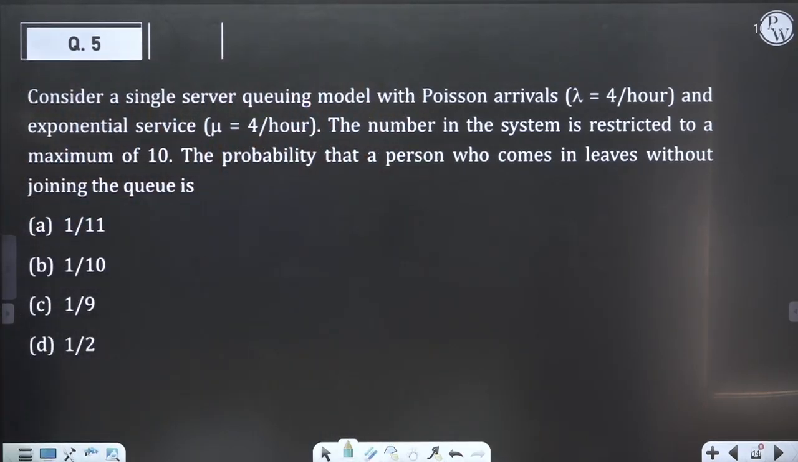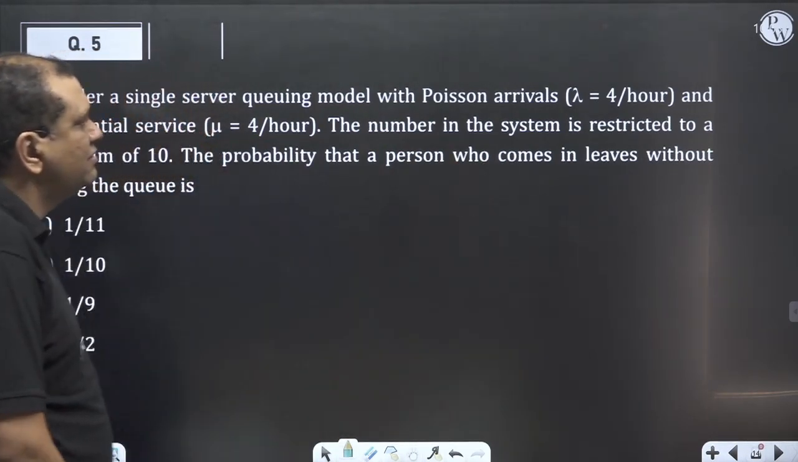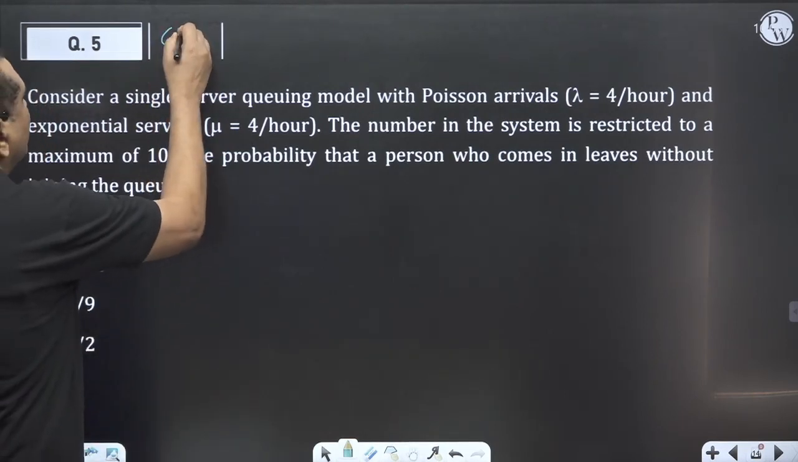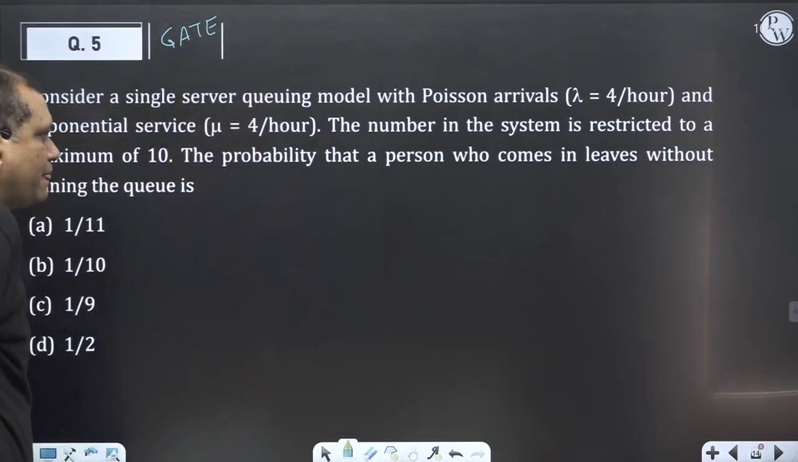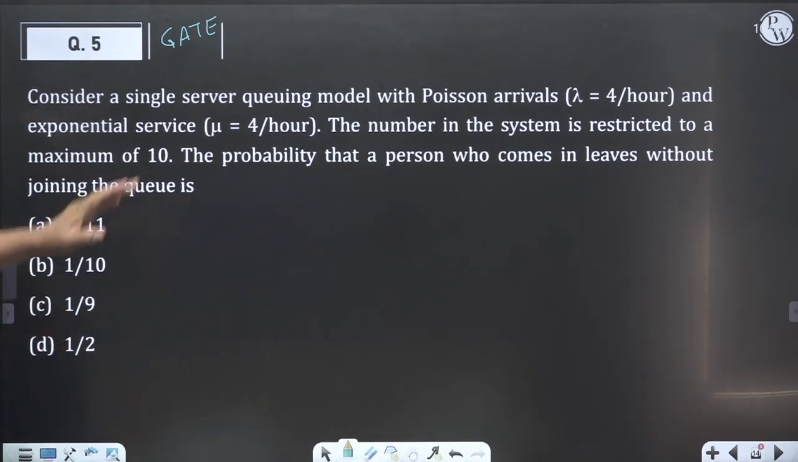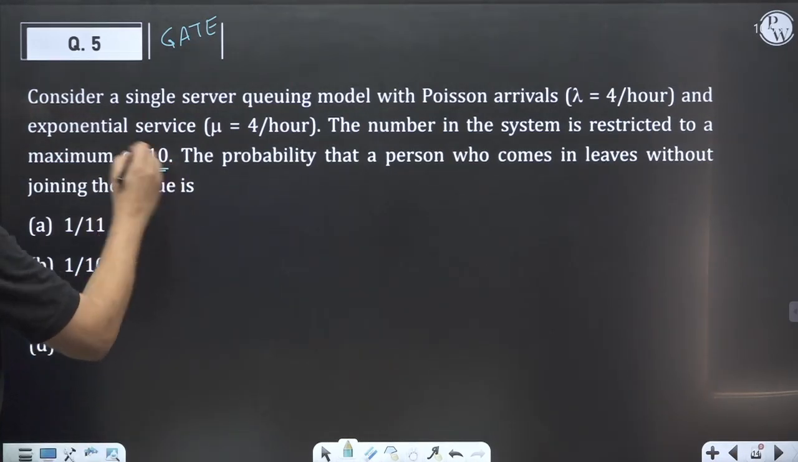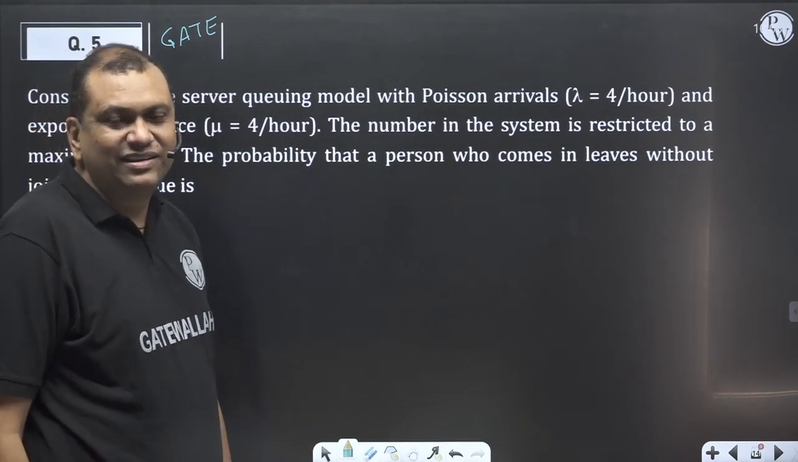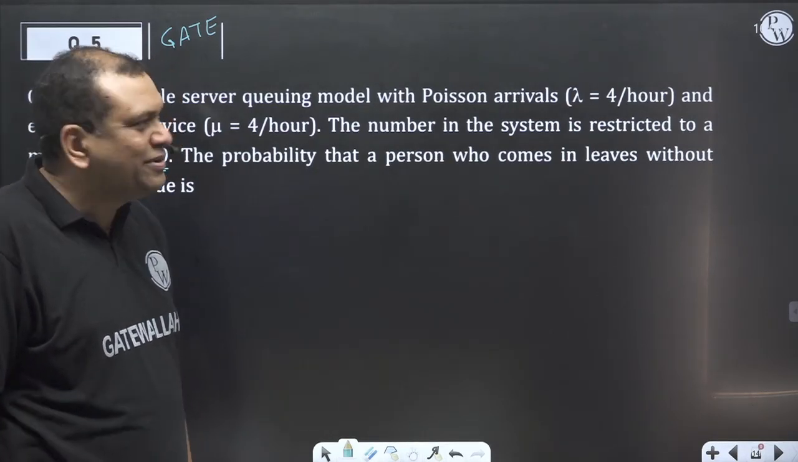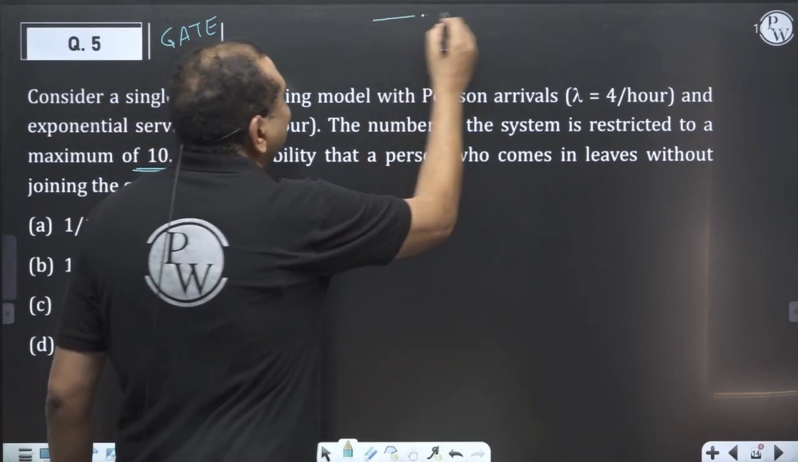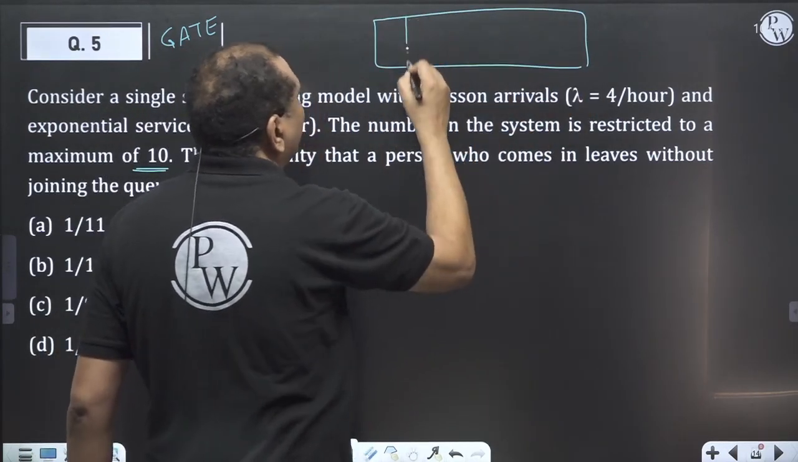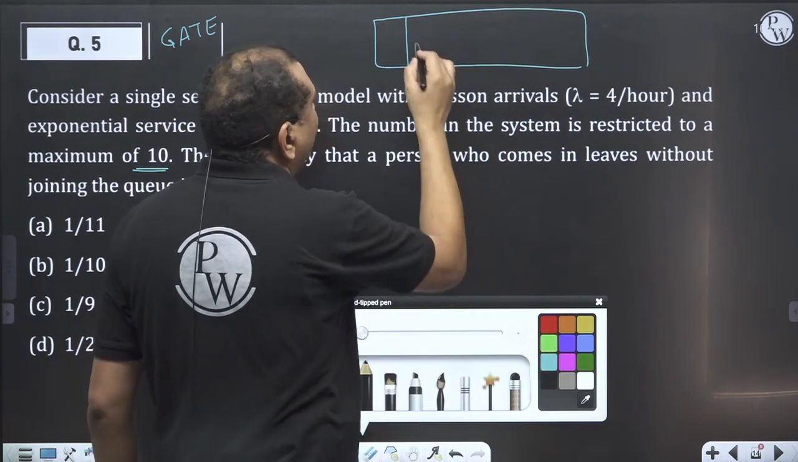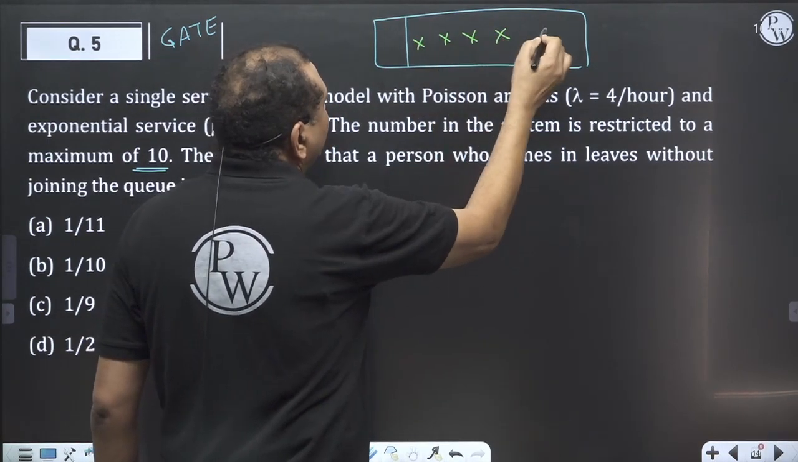Consider a single server queuing model with Poisson arrival, lambda is equal to 4 per hour. It's a gate problem. An exponential service, mu is equal to 4 per hour. The number in the system is restricted to a maximum of 10. We cannot extend the queue more than 10 because the system can accommodate only 10.